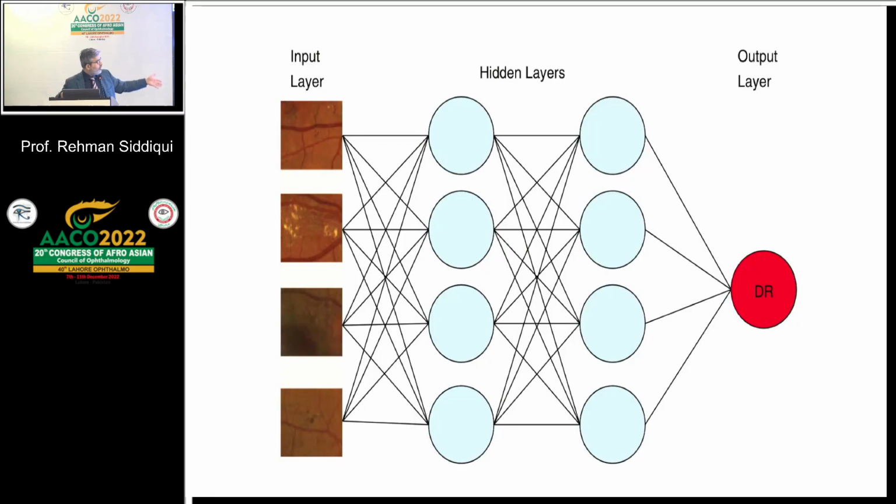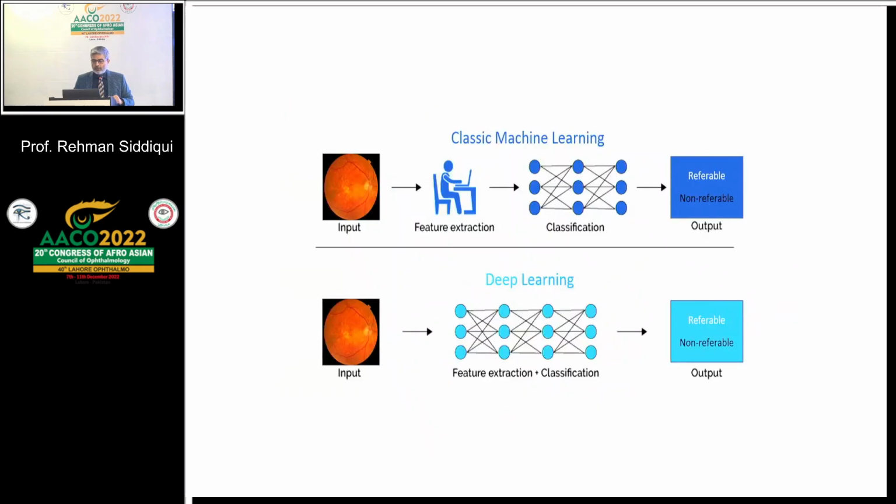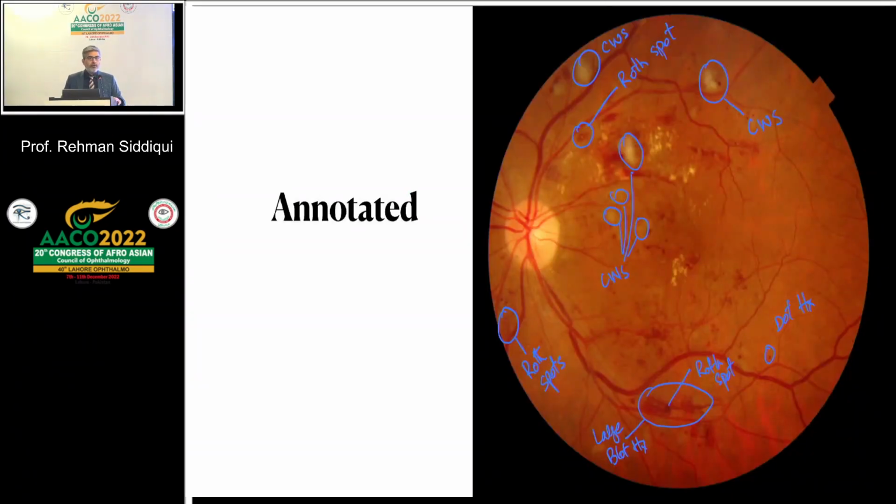So these are the input layer, and then you have hidden layers, and then there's the output, diabetic retinopathy, yes, no, as Dr. Ijaz has already shown. And this is the difference between machine learning and deep learning. In machine learning, there is a human person who is doing feature extraction, which is very time consuming, and that's why it can sometimes delay the takeoff of artificial intelligence projects. Okay, and you really have to sit down and annotate.